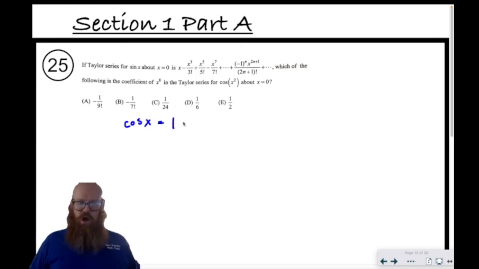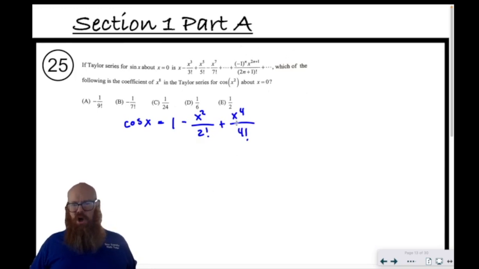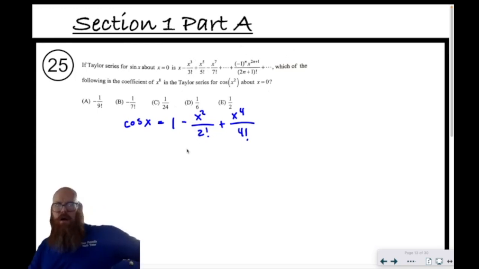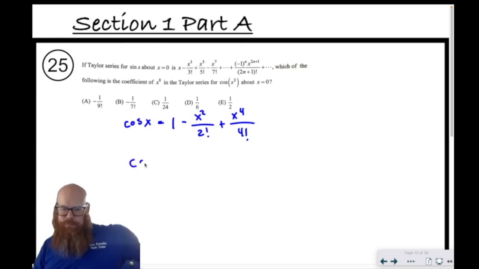We should just know that this is 1 minus x squared over 2 factorial plus x to the 4th over 4 factorial. And that's where I'm going to stop, because I am going to be subbing in x squared for x, and x squared to the 4th is x to the 8th. So this is the only one I need to know. They gave us this in case we forgot it. We could just take the derivative of each of these terms, right? The derivative of x is 1. x cubed is 3x squared over 3 factorial, which is x squared over 2 factorial, and so on. But cosine is one that we should just know. I think that's really helpful to know.